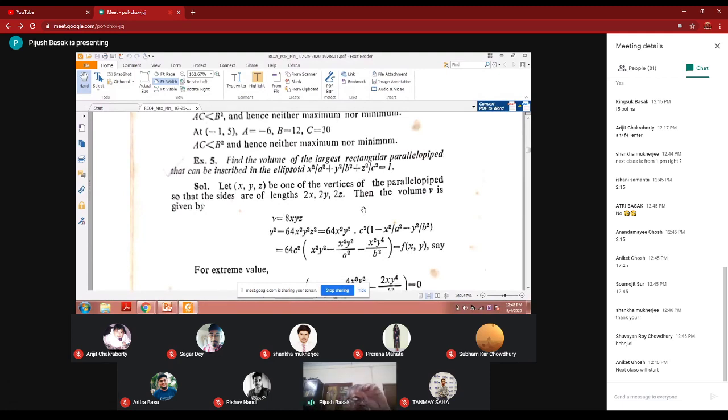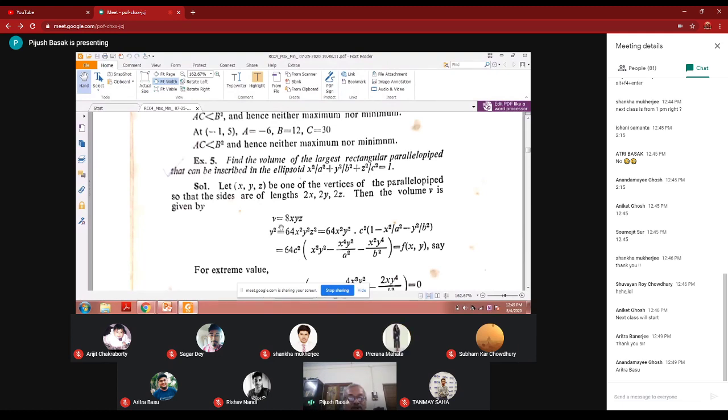So other problems are there. Find the volume of the largest parallelepiped inscribed in an ellipsoid. You know ellipse. But an ellipsoid is something different. That is a three-dimensional figure, like a big balloon. So in this ellipsoid, what is the largest parallelepiped that can be inscribed?